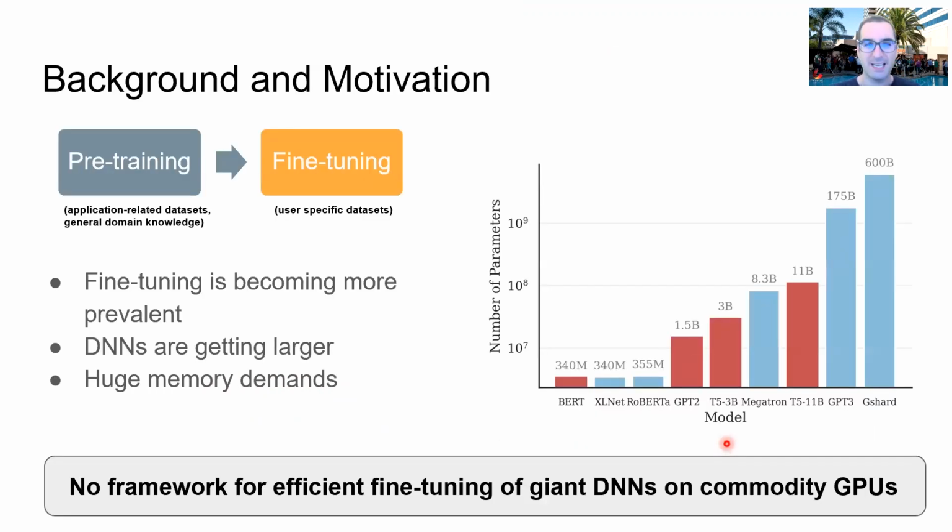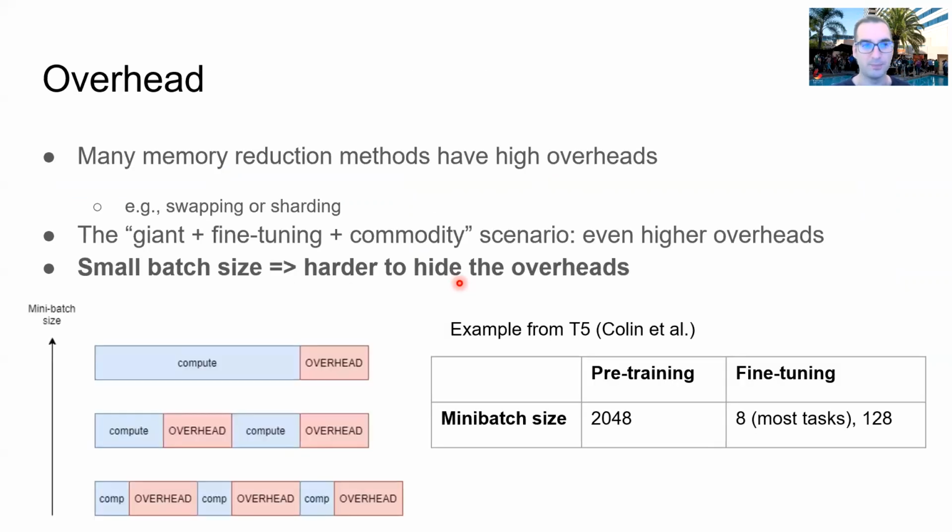So what we'll be discussing today is the workload of fine-tuning. Fine-tuning is the phase of training which follows pre-training. Fine-tuning is becoming more and more prevalent due to recent success of the approach, and DNNs are getting larger. Such neural networks, which reach hundreds of billions of parameters, have huge memory demands, and unfortunately, there is no framework for efficient fine-tuning of giant neural networks on commodity GPUs.